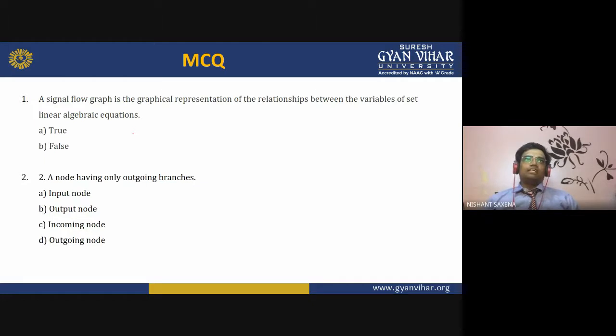Question number 1 says that the signal flow graph is a graphical representation of the relationship between the variables of a set of linear algebraic equations. Is that true or false? Yes, it is true.